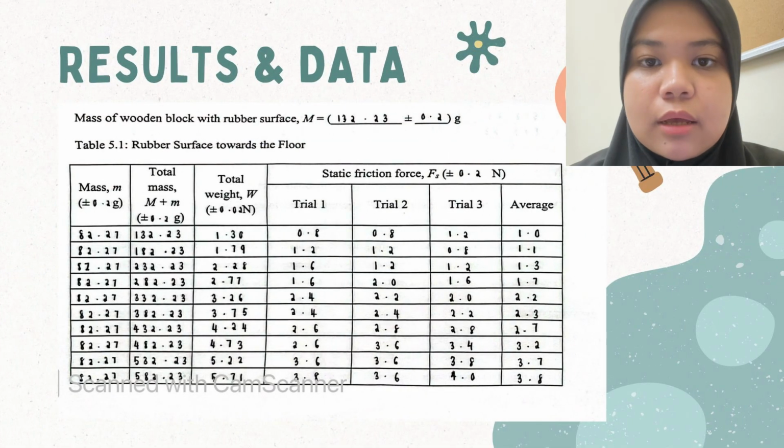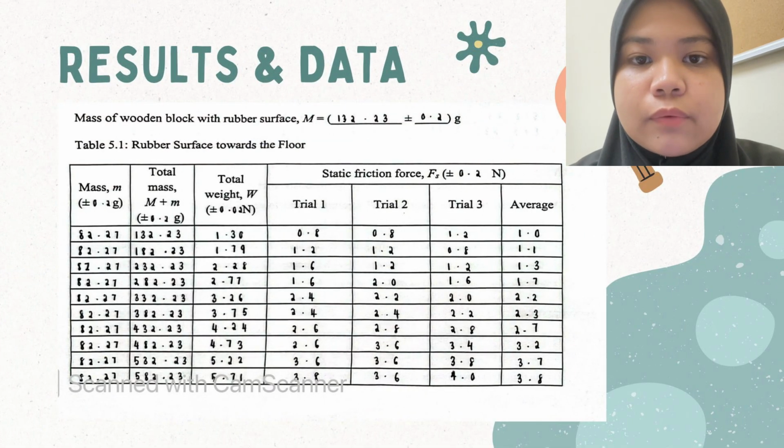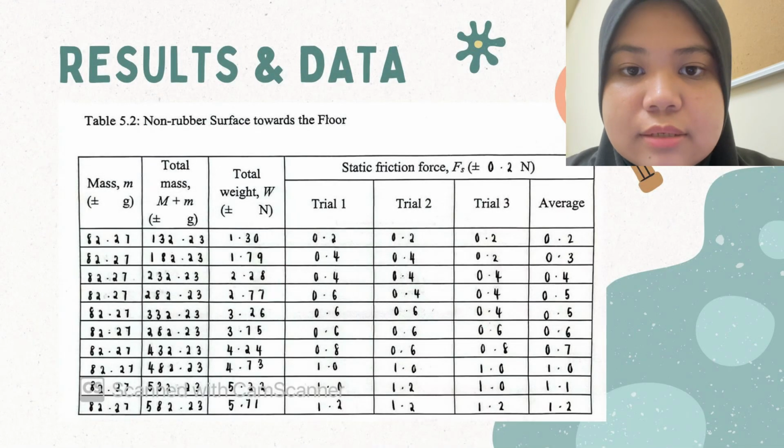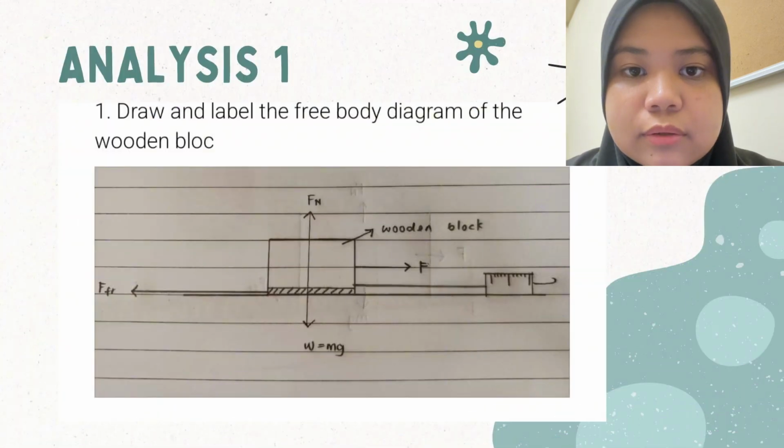So this is the result and data for the mass of the wooden block with rubber surface, which is m equals 132.23 plus minus 0.2 gram. Next, this is the result and data for the non-rubber surface toward the floor.